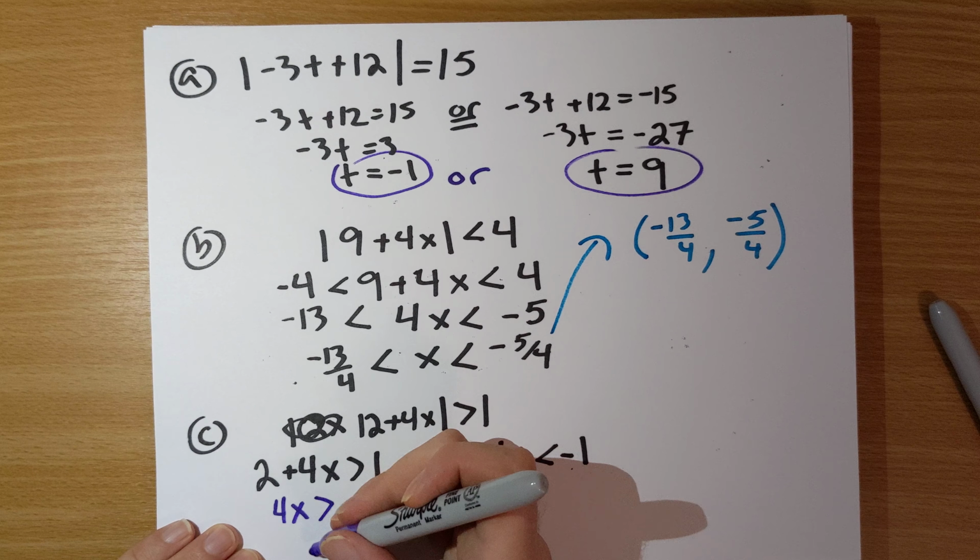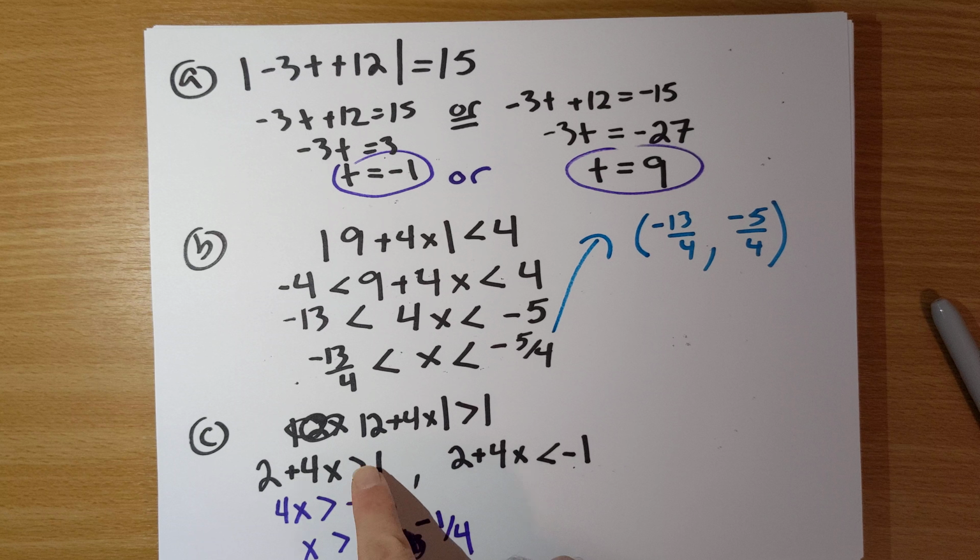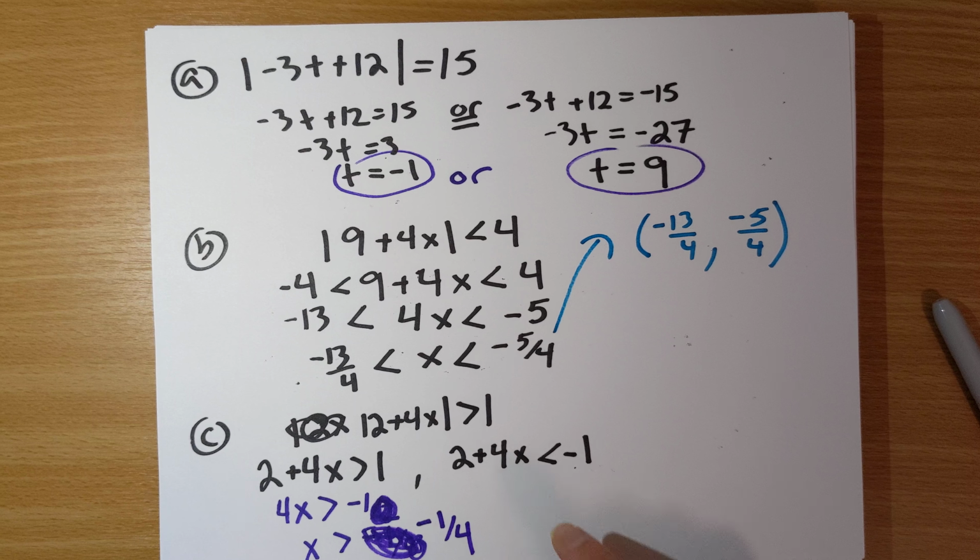So as long as x is larger than, hold on a second, I made a mistake here. What's the mistake? That shouldn't have been negative 1/2. That should have just been negative 1. My apologies. And so x can just be strictly larger than negative a quarter. x needs to be strictly larger than negative a quarter to satisfy this inequality.